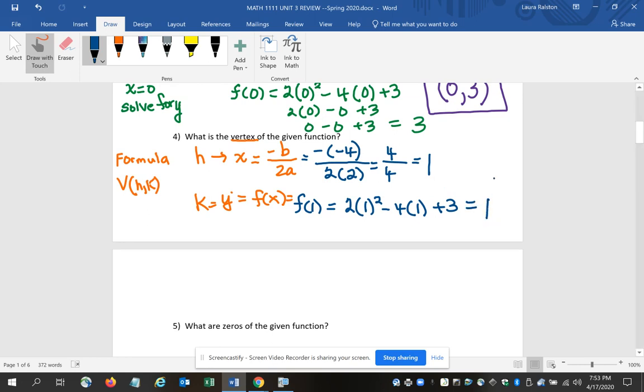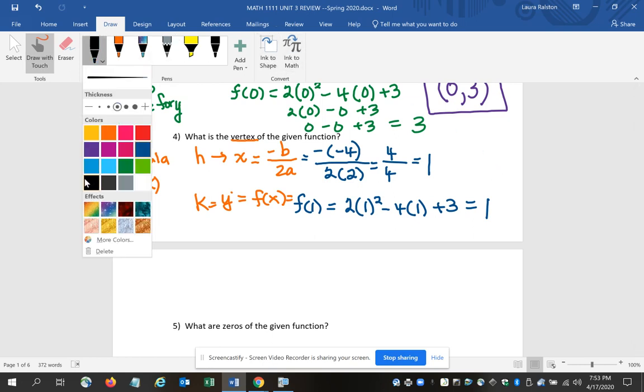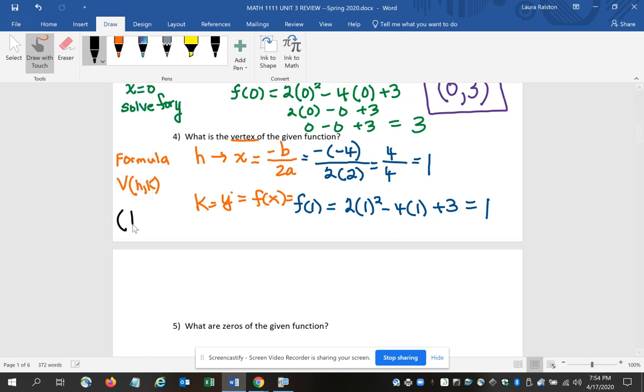So my vertex written as an ordered pair, h comma k, would be (1, 1). So this is my vertex. We usually label it with a V.